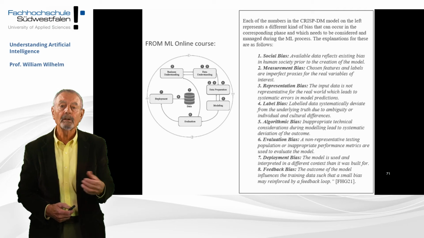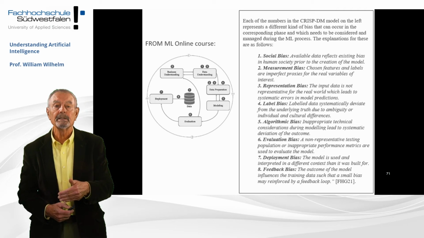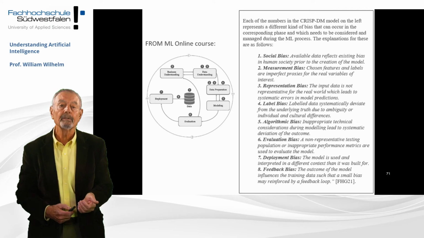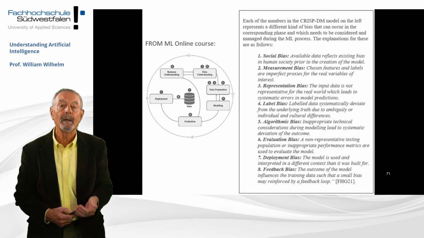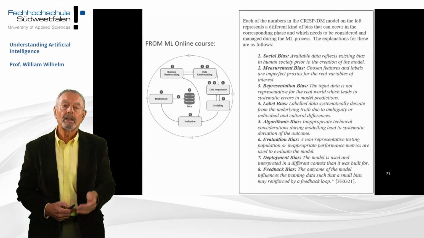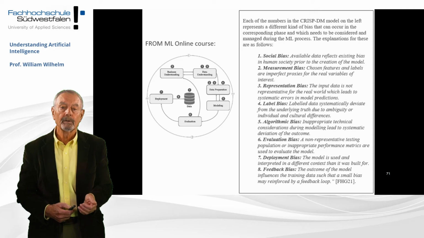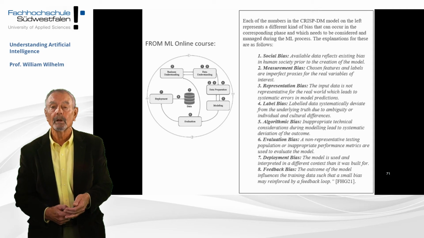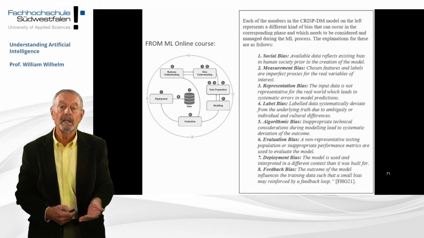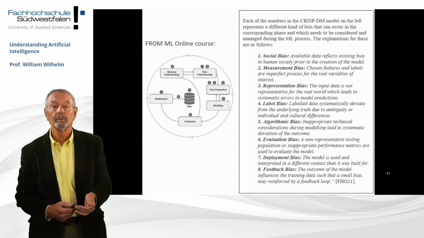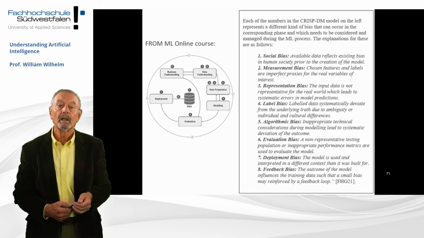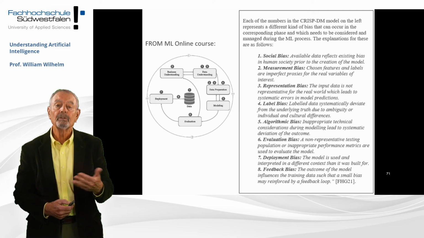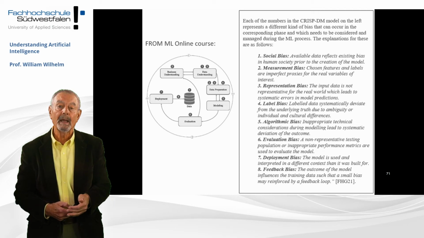Feedback bias. The outcome of the model influences the training data such that a small bias may be reinforced by a feedback loop. Recommendation algorithms are known to suffer from popularity bias. A few popular items are recommended frequently, while the majority of other items are ignored. These recommendations are then consumed by the users, and their reactions are logged and added to the system, what is generally known as a feedback loop.